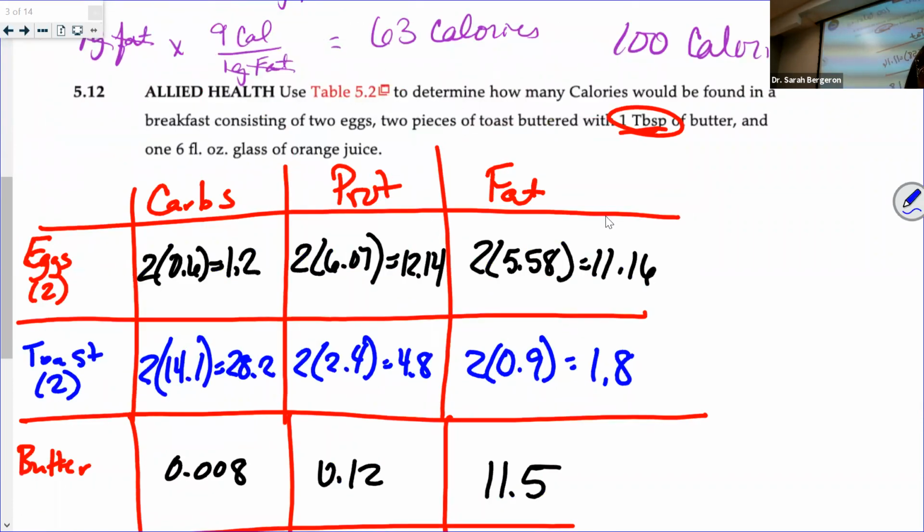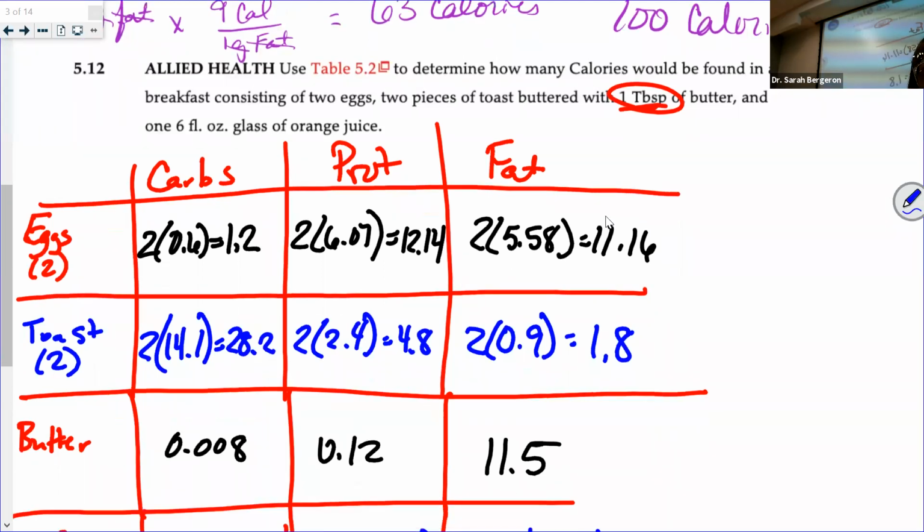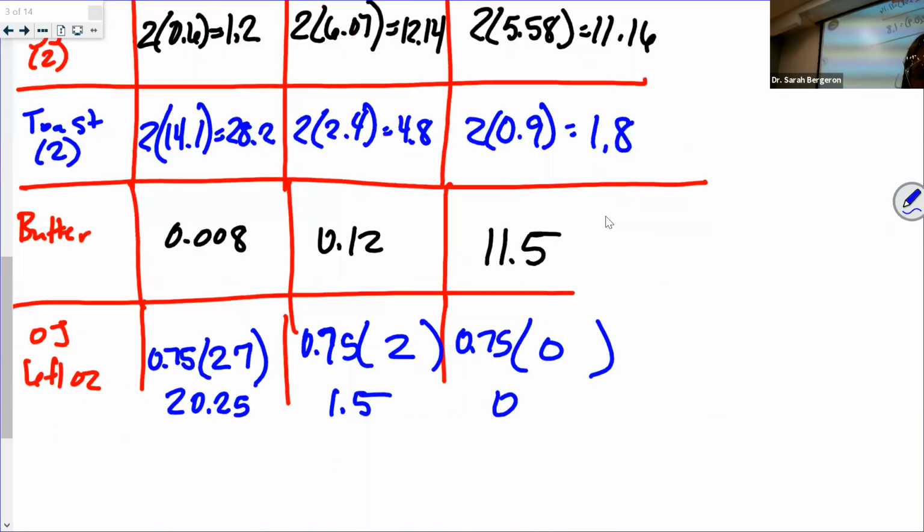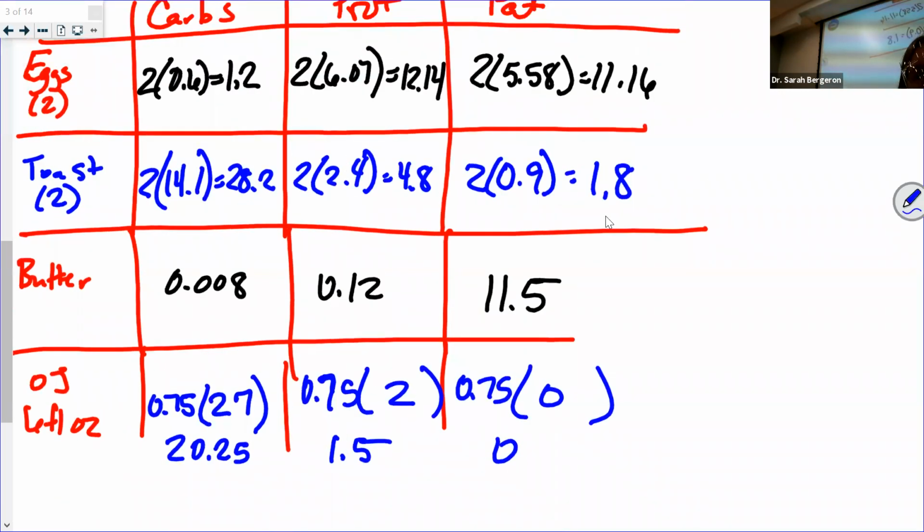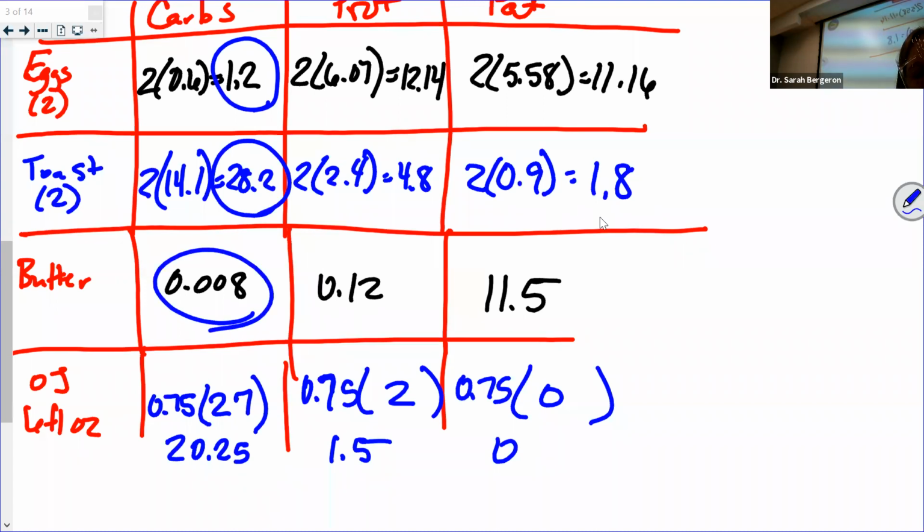Do I have my final answer yet? No, why not? Well, I need to add them up, right? So I get my total number of carbs. So somebody tally up carbs. So we're looking at 1.2, 28.2, 0.008, and 20.25. Add those up.